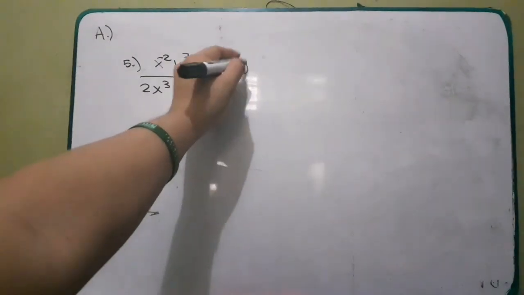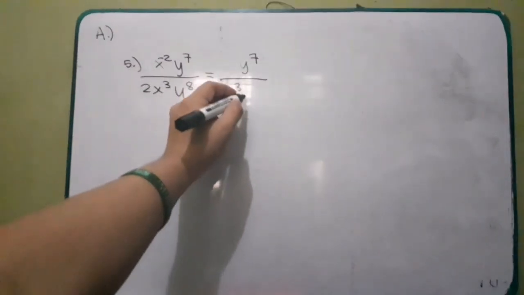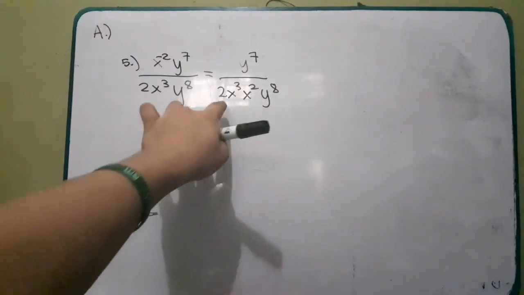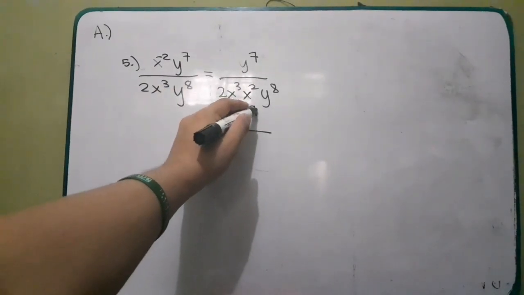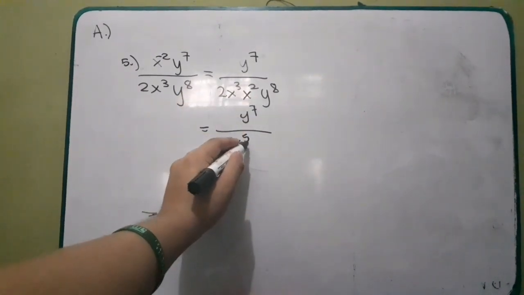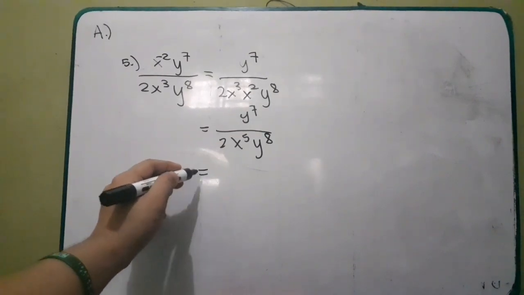So may mo siyang y to the 7th over 2x cubed, x squared, y to the 8th. And then, same base, so we add the exponents. Y to the 7th, 2x to the 5th, 3 plus 2 is 5, and then y to the 8th. But that is not yet our final answer.